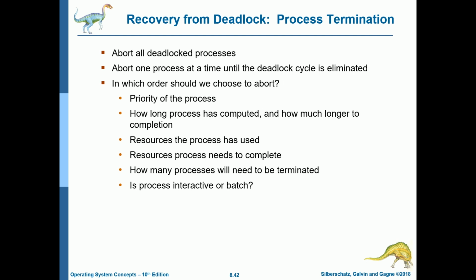The question is basically an economic one. We should abort those processes whose termination will incur the minimum cost. Unfortunately, the term minimum cost is not a precise one, and many factors may affect which process is chosen. These include what priority the process has, how long the process has computed, and how much longer the process will need to compute before it completes. How many and what types of resources the process has. How many more resources the process needs in order to complete. And how many processes will need to be terminated.